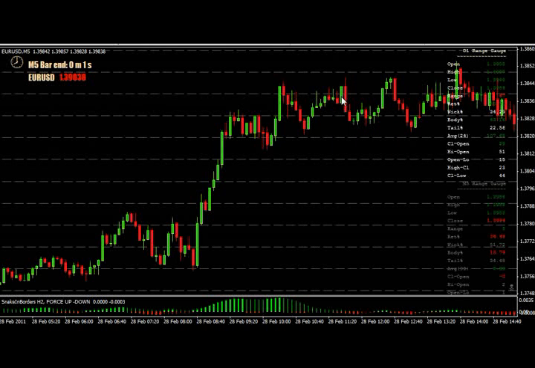So now we're looking for the pattern again. We have a green bar followed by a red bar. Now we're looking to go short again. This bar is one of those exceptions that I was telling you about. This bar in particular is more than 15 pips in length.